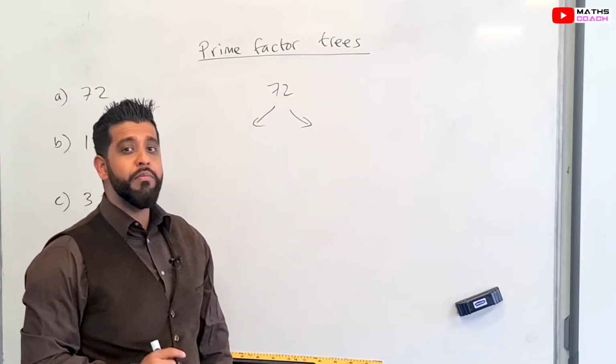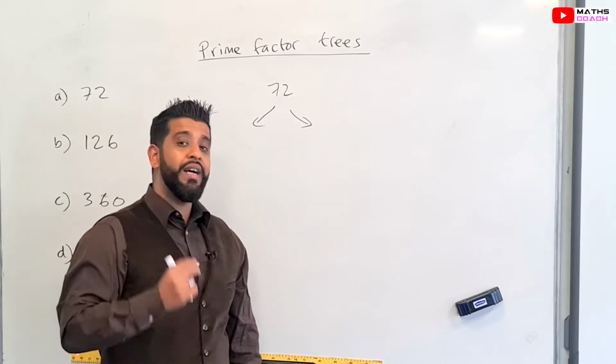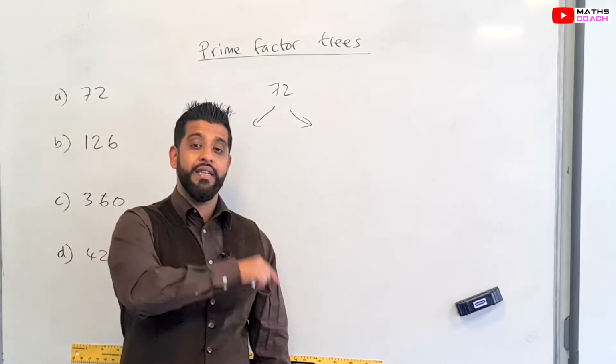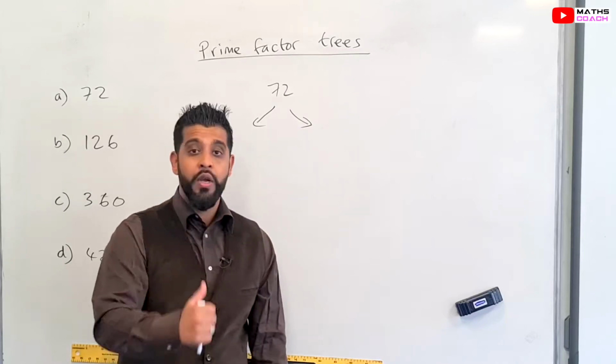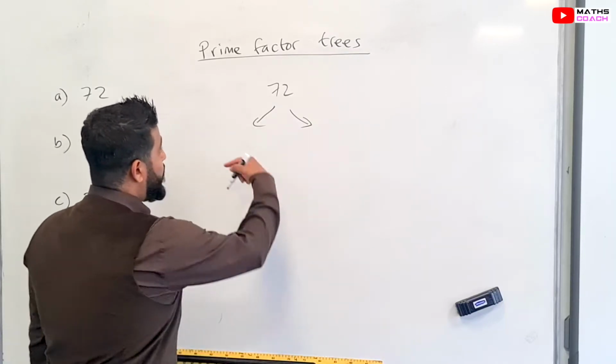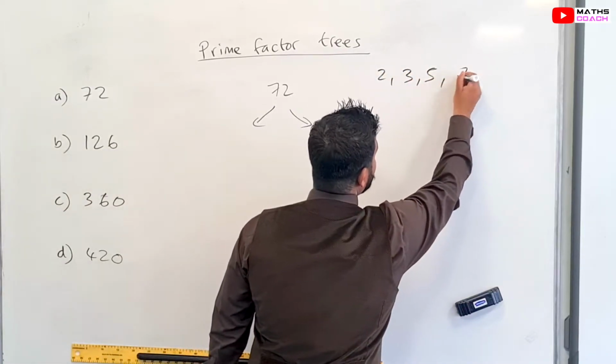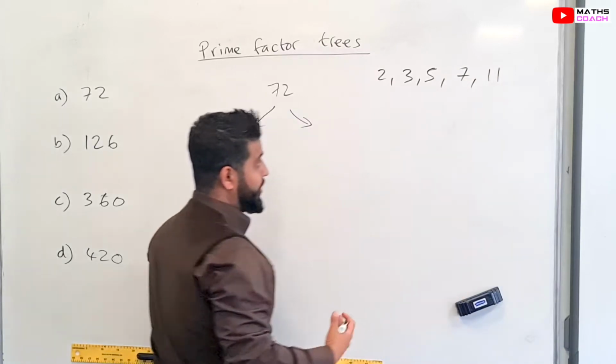Now what are prime numbers? Prime numbers only have 2 factors. So it's a number that only has 2 factors, 1 and itself. So numbers such as 2, 3, 5, they are prime numbers. So we will look to divide by the numbers 2, 3, 5, 7, 11, etc, etc.